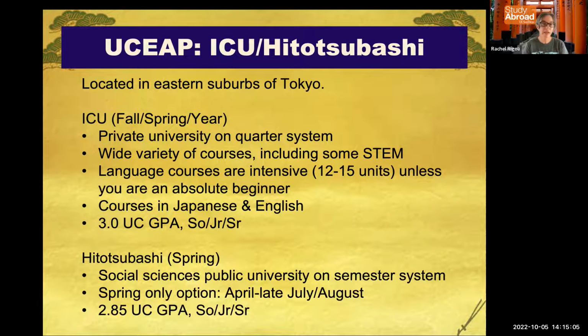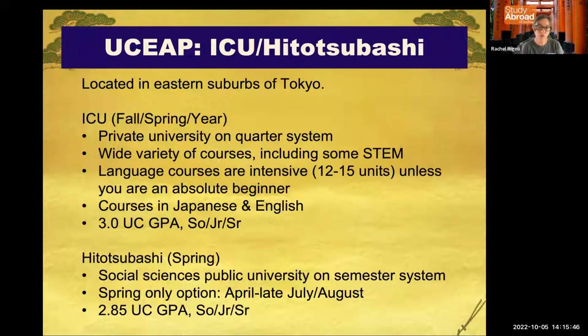The other thing that's unique for ICU is they do offer, besides courses taught in English, and then obviously courses taught fully in Japanese, hybrid classes. So if you're somebody who maybe has a couple years of Japanese or 3 years of Japanese, and you don't feel ready to take a full load in Japanese classes in your major or working on GE requirements, you can do classes that are in both languages. And so that's a good way to ease into that. ICU does require a 3.0 UC GPA, and they do allow sophomores, juniors, and seniors. So this is by departure.